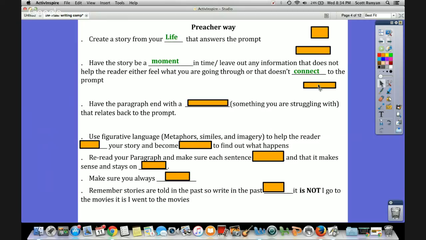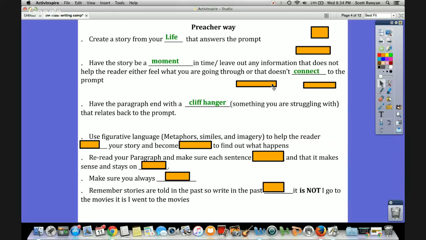All right. The next part is you have the paragraph end with a cliffhanger or a commercial break, something you're struggling with that relates back to the prompt, right? I don't want to know what happened yet. I want to guess what could happen next, right? So it's a story from your life. You're starting with the action and you're going to leave us wanting more.